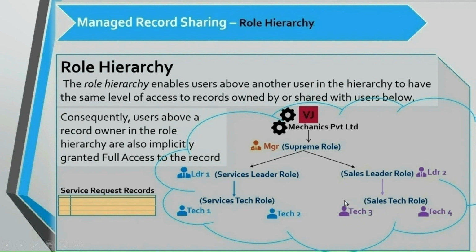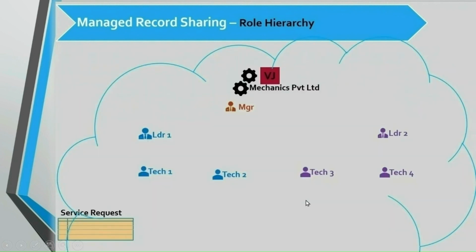In the same way, if Tech 3 creates a record, the ownership would be assigned to Tech 3 and the same ownership, full access would go to LDR2 and the supreme role, that is the MGR user. For better understanding, we keep role hierarchy and OWD as separate concepts. We will just look into the role hierarchy with OWD as private. Consider OWD as private for now.